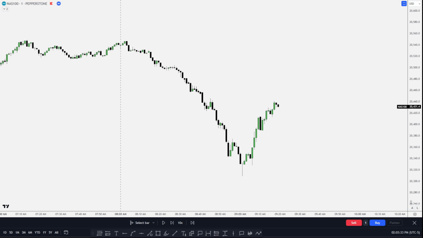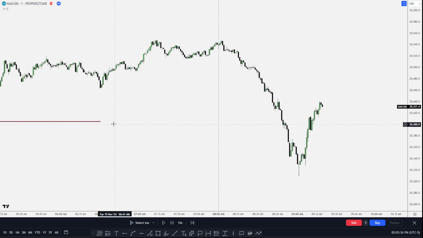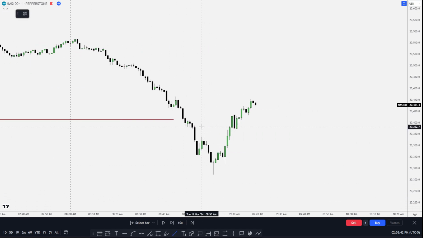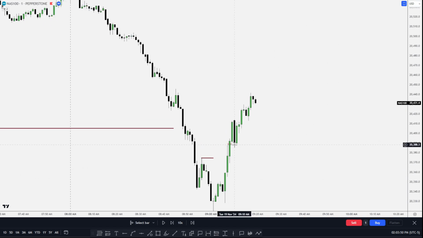It seems like we had a run on liquidity here. Price had a market structure shift here. It gave you a fair value gap entry here to go long. It gave you another opportunity to go long here. I accidentally clicked too quick, but these two are an area to go long.